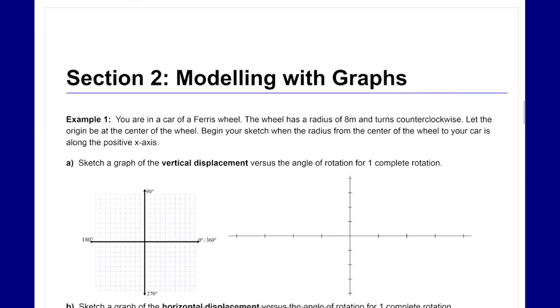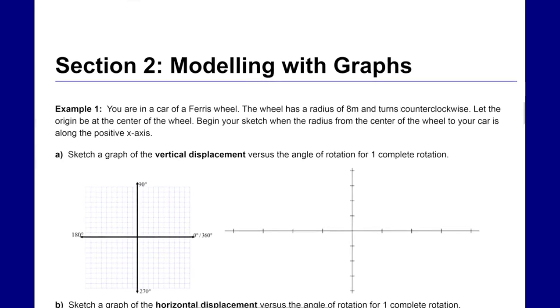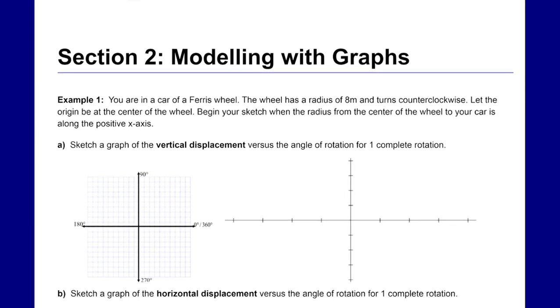You are in a car or a box, however you want to word it, one of those carts on a Ferris wheel. The wheel has a radius of 8 and turns counterclockwise. Let the origin be at the center of the wheel, and then we're going to sketch the radius and where our car is located, and then graph that. We want to sketch a graph of the vertical displacement versus the angle of rotation for one complete rotation. So I'm going to use my Cartesian plane here from 0 to 360.